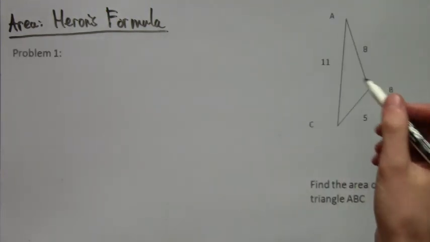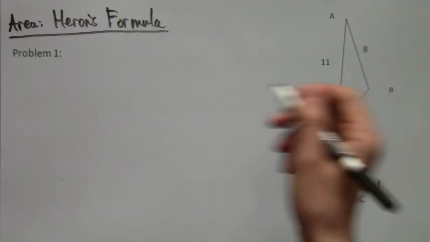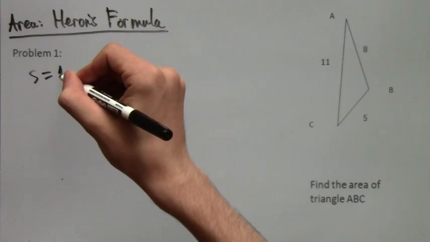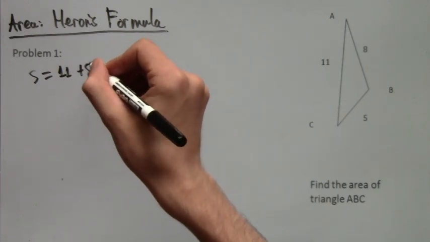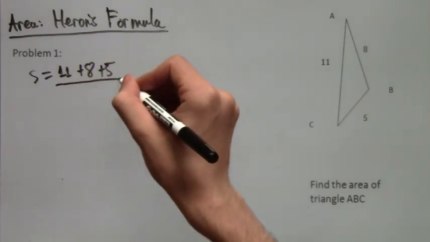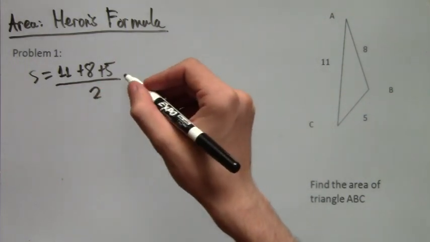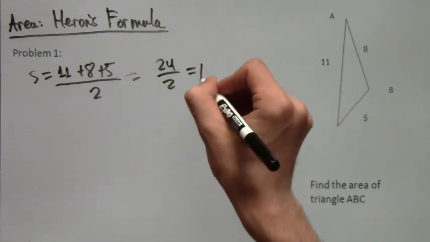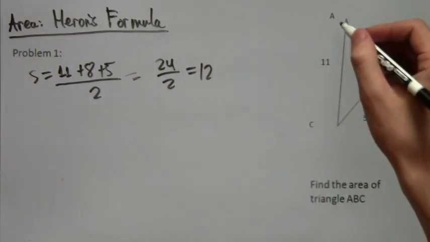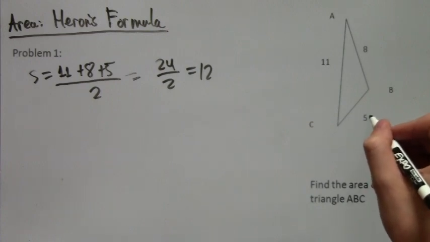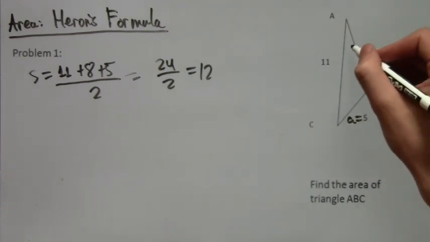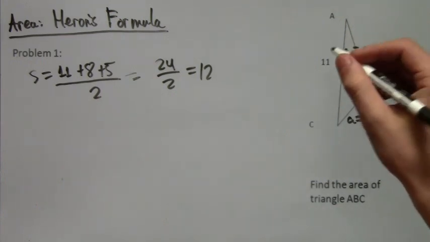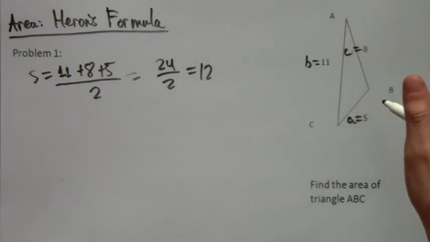Here we have triangle ABC and the given side lengths, and we need to find its area. The first step, the semiperimeter. We have 11 plus 8 plus 5, and then divide by 2. So half the perimeter. And this is equal to 24 over 2, which is 12. So the semiperimeter s is 12. Now I'm just writing here a, b, and c so we can remember how to plug them into our formula.